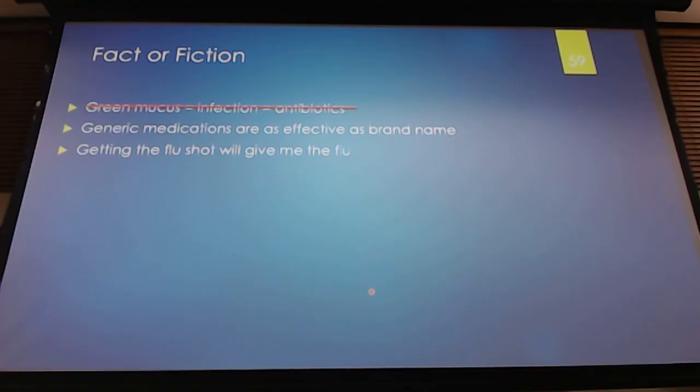Okay? What about the next one? Okay, man, what do you think? Generic medications are just as effective as brand name. True. They're supposed to be. That's why they're designed. They're designed to be a little bit cheaper, right? But for the majority of generic medications, that is true.